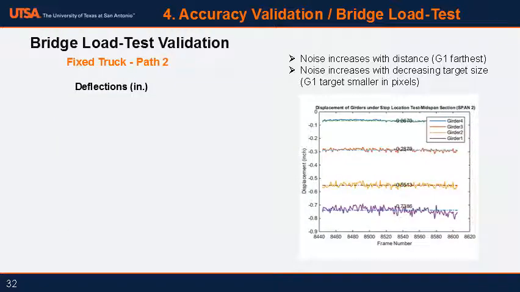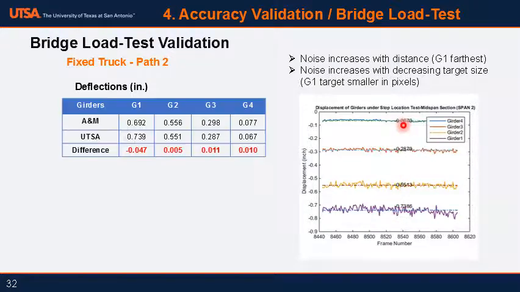Looking at truck path 2, so now the truck is farther away from us, so things get reversed. The girder that's farthest away from us deflects about 0.7 inches, and the girder closest to us about 0.06 inches. Again, we compare with the Texas A&M traditional instruments, and we are within very small numbers of them.